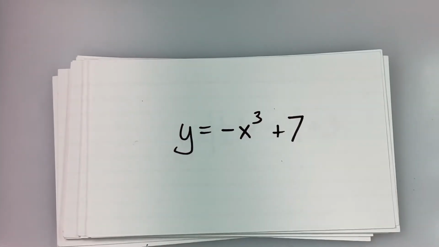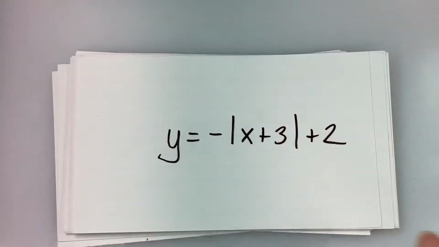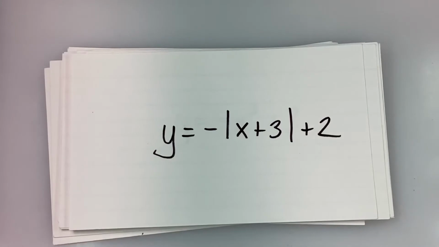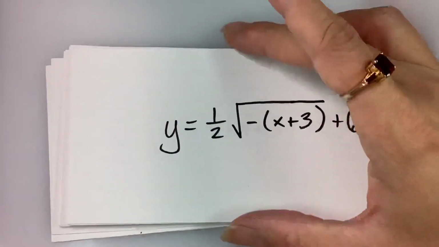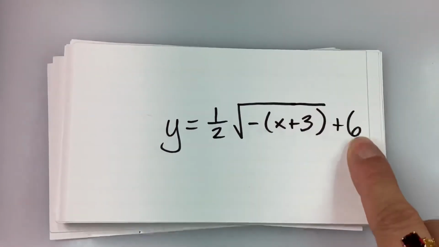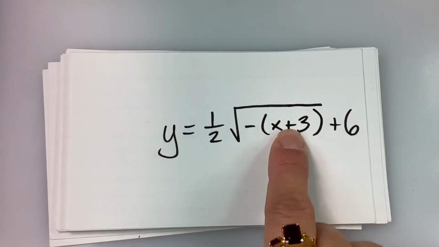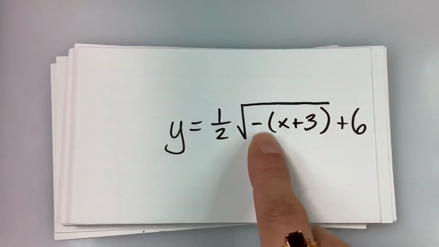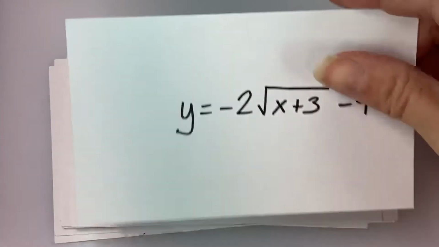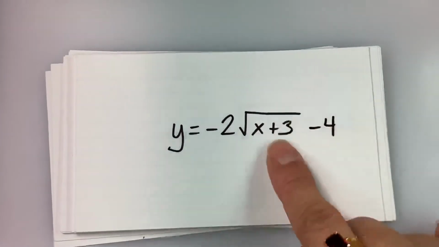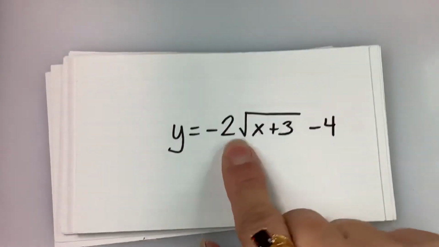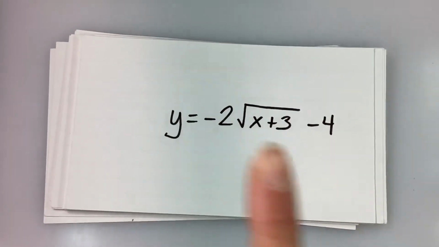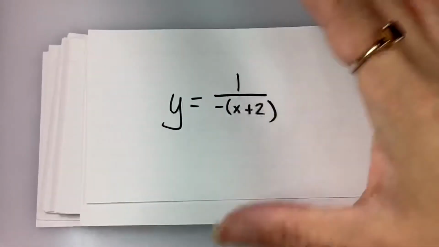And this is a cubic function. This is an absolute value function. Up 2, left 3, vertical reflection over the x-axis. Square root function. Up 6, left 3, horizontal reflection over the y-axis, and this is a vertical shrink by a half. Down 4, left 3, vertical stretch by 2, and a vertical reflection over the x-axis.